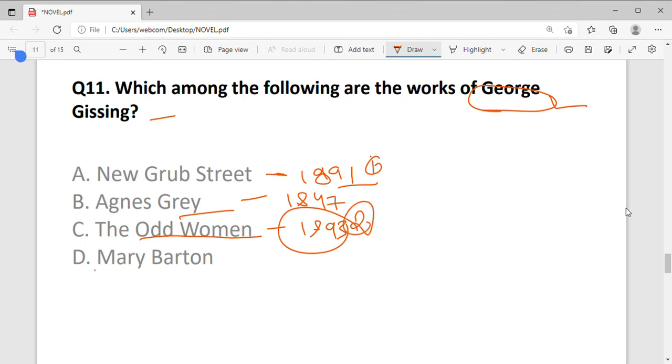Then we have Mary Barton. Elizabeth Gaskell is the one who published the novel in 1848. And make sure you check out its date yourself and write it down in the comment section below.